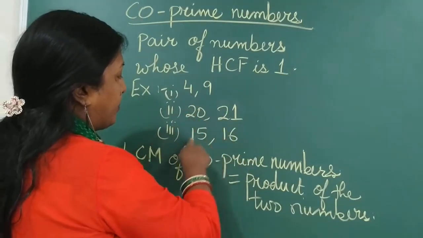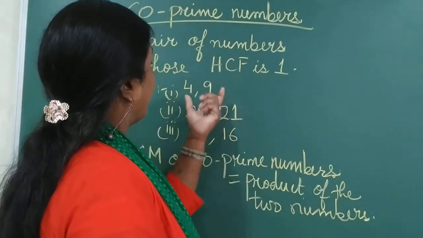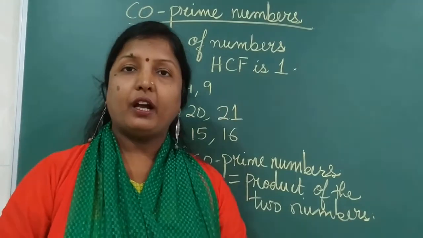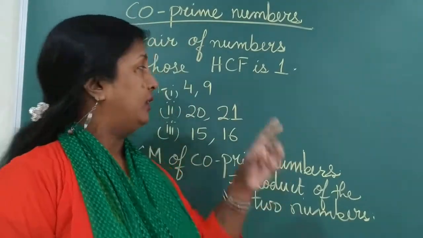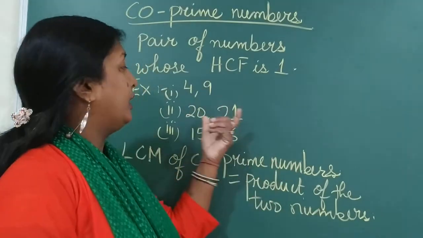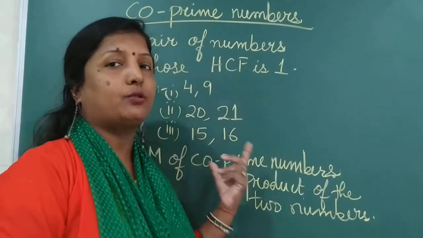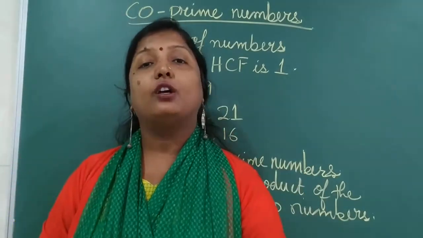Though none of them are prime numbers, they are pairs of co-prime numbers. Right? The HCF of each of them is 1. 4 and 9, they don't have any common factor, so the HCF is 1. 20 and 21, no common factor, so HCF is 1. 15 and 16, no common factor, so HCF is 1.